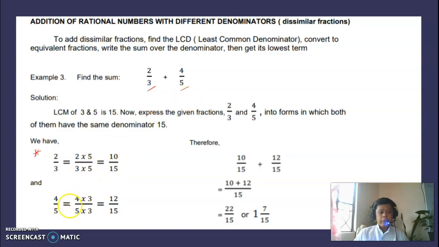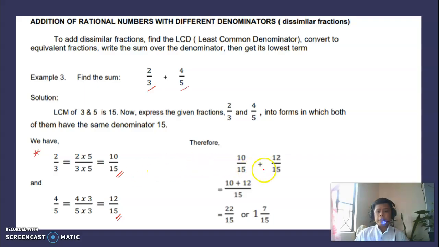Ngayon naman, yung 4/5, ita-times natin siya sa 3/3. Kasi pwede ba yun, sir, na i-times siya sa 3/3? Hindi ba mababago yung kanyang value? Hindi. Kasi ang 3 divided by 3 ay 1 din naman yun. So, any number multiplied by 1 is the number itself. So, wala tayong mababagong value dito. So, yung 4 times 3 ay magiging 12. Yung 5 times 3 ay magiging 15. Kung papansin nyo ngayon, magkamukha na tayo ng denominator. Ito yung equivalent fraction nila. Kapag magkamukha ng denominator, pwede natin sila ipag-add.